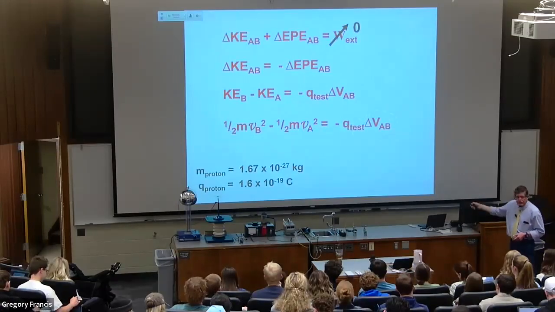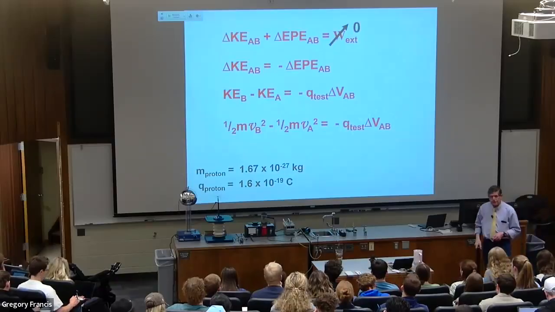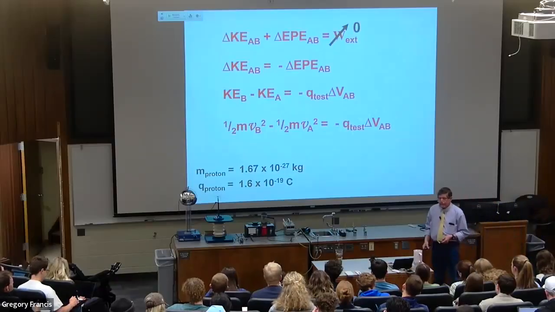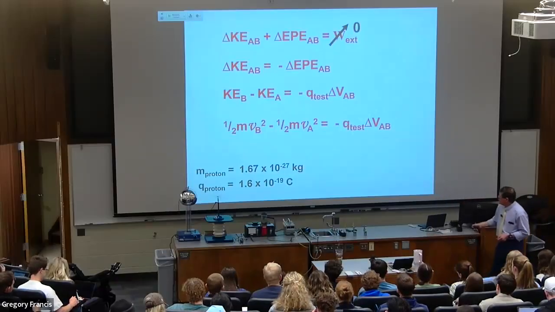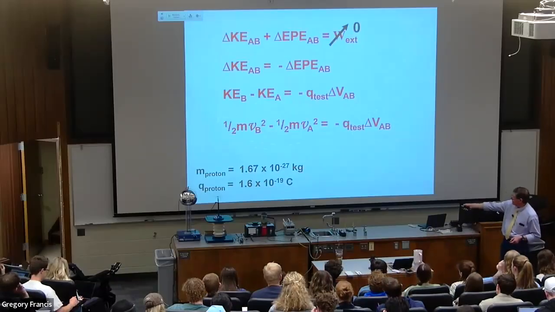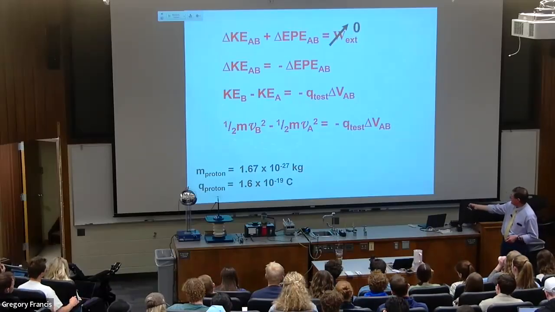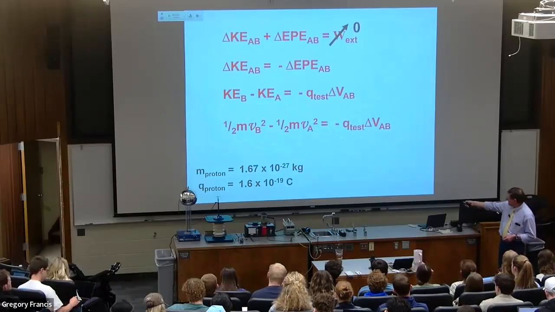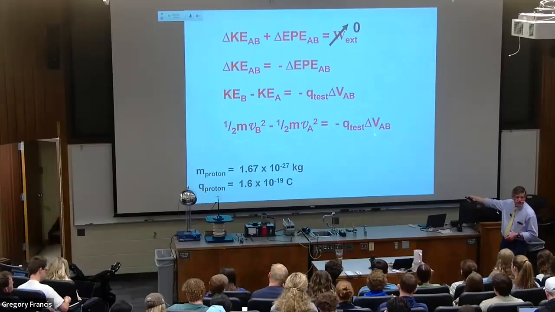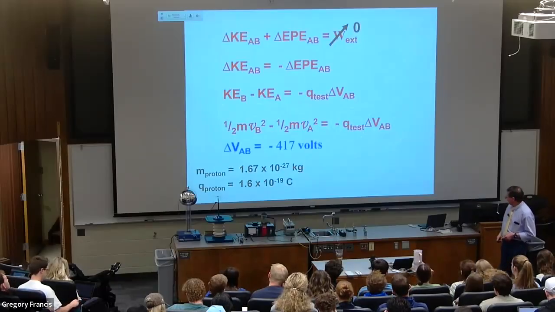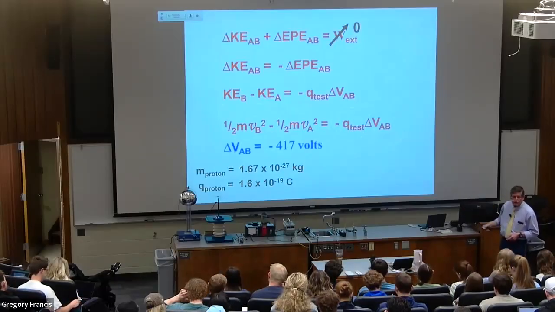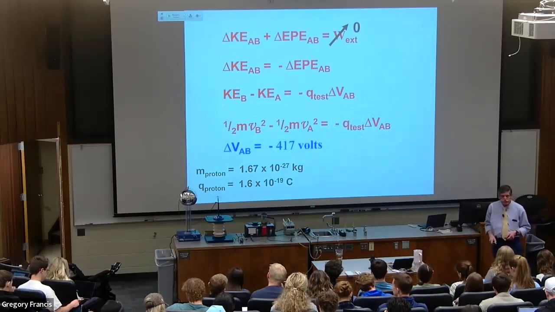I know everything except for delta V from A to B. And so I just solve it. You see that this over here is positive. The left-hand side is positive. That means the right-hand side is positive. Since this is negative, I've got to have a negative change in voltage. And indeed, when I solve for that, I get a negative 417 volts.